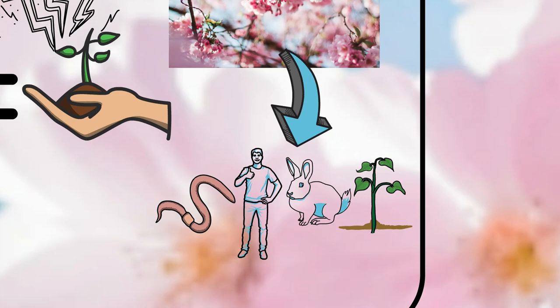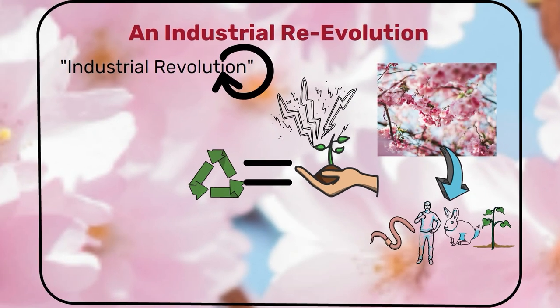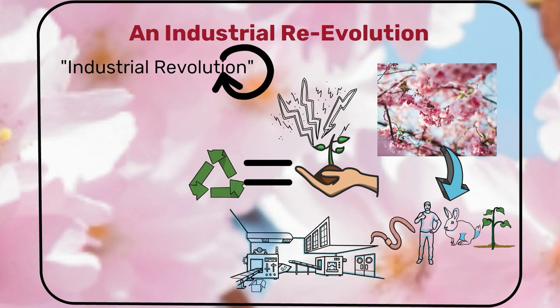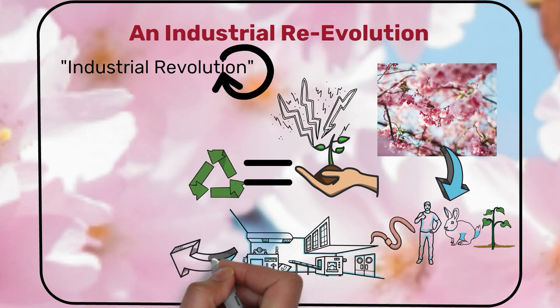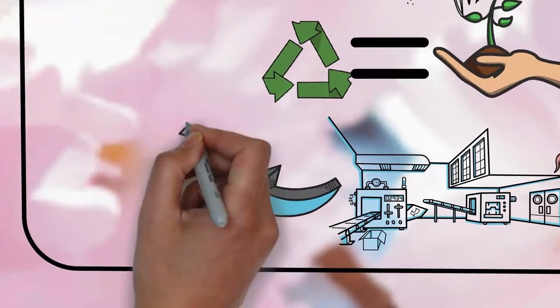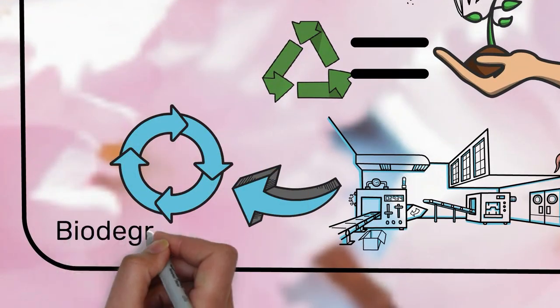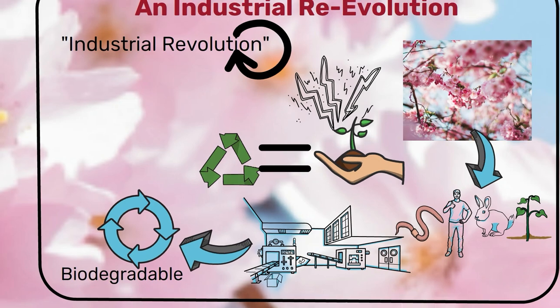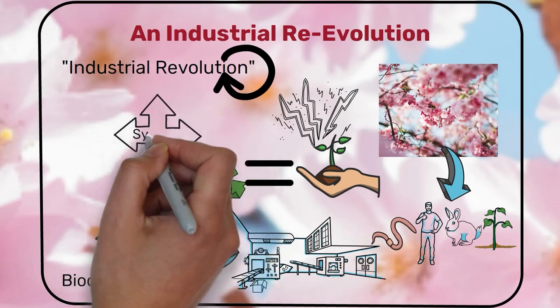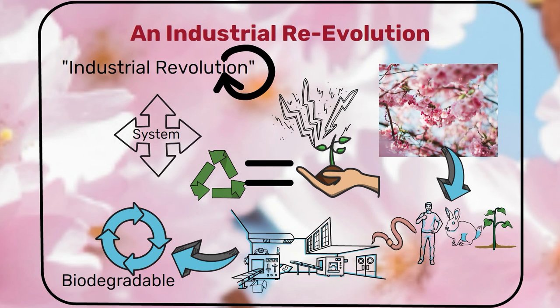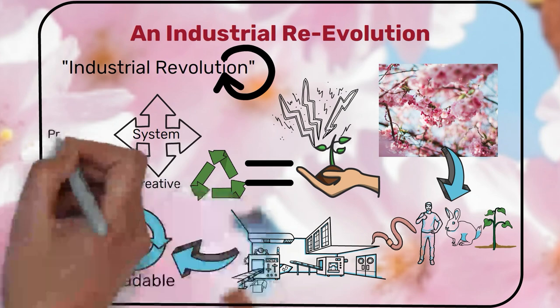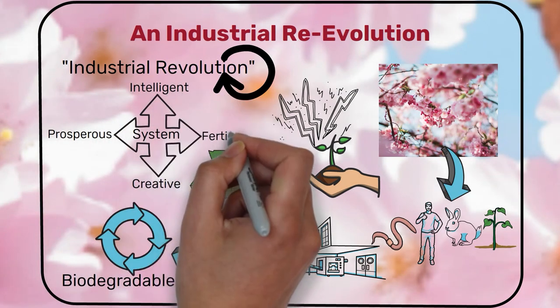We follow their path to create a more inspiring partnership with nature. We can build the factories whose products and byproducts nourish the ecosystem with biodegradable materials and recirculate technical materials instead of dumping, burning, or burying them. We can design the systems that regulate themselves. Instead of using nature as a mere tool for human purposes, we can strive to become tools of nature because we have the right system, a creative, prosperous, intelligent, and fertile system.